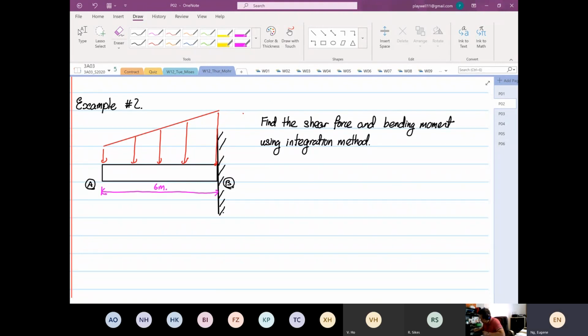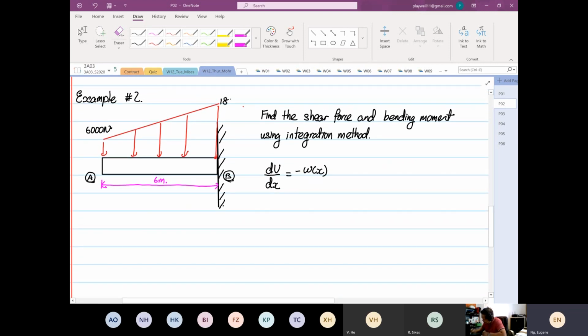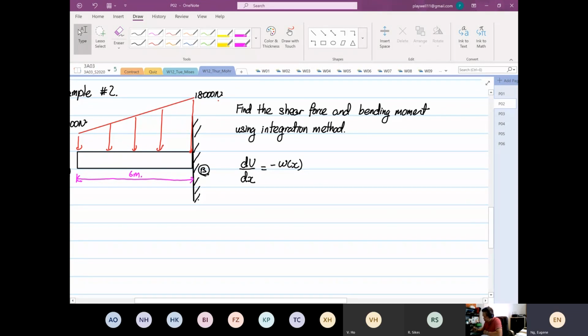So in order to use the integration method, we have to know what it means. We're going to use dV over dx, and we let it equal to minus omega as a function of x. On this problem, I do apologize, you have 6,000 Newton at one end and 18,000 at the other end. So we're going to use dV over dx equals minus omega of x.